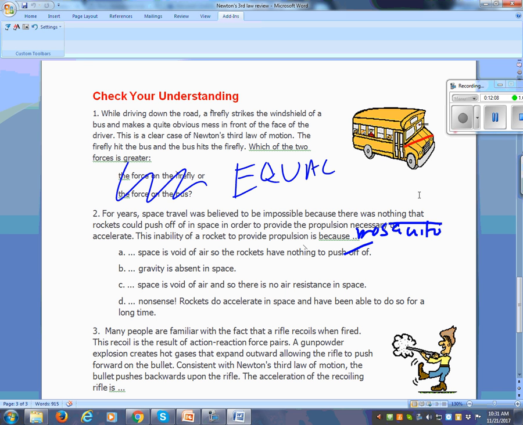Okay, let me reread this because this is confusing, right? For years, people believed that space travel was impossible because there was nothing that rockets could push off of in space in order to provide the propulsion necessary. How about I get a rocket as a demonstration? You've probably all seen it back here. Unfortunately, this year I wasn't able to take any great calls out because we use this for projectile motion.